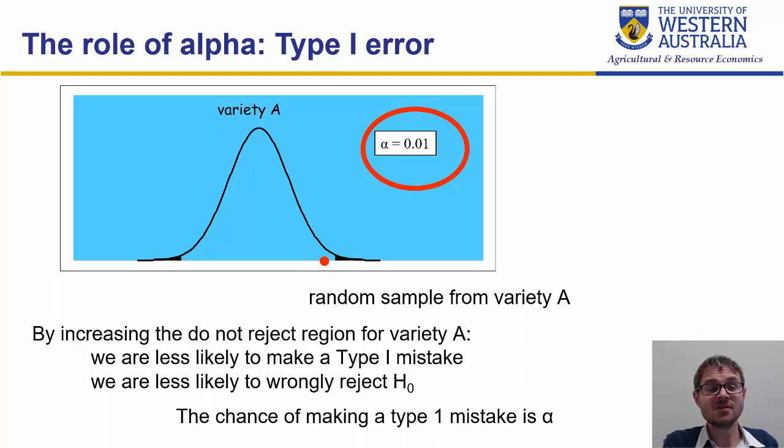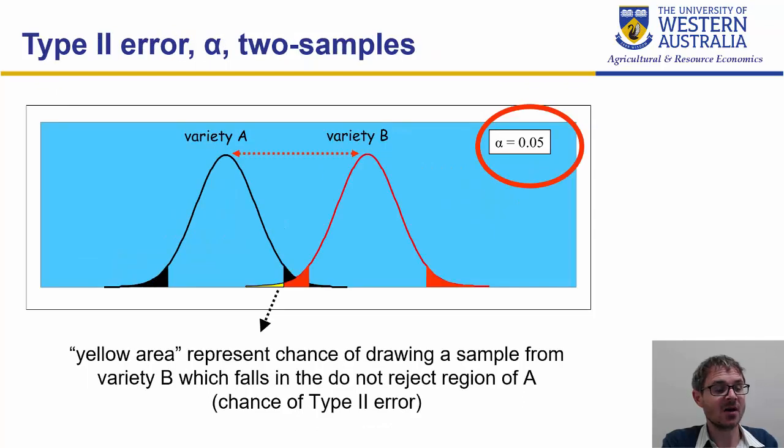Okay, now let's flip this around and look at the type 2 errors, because it's obvious, you might think, well, if I want to make fewer type 1 errors, why not have 0.00001 as my alpha level? What will be going on? So let's have a look at type 2 errors and the role of alpha in making a type 2 error.